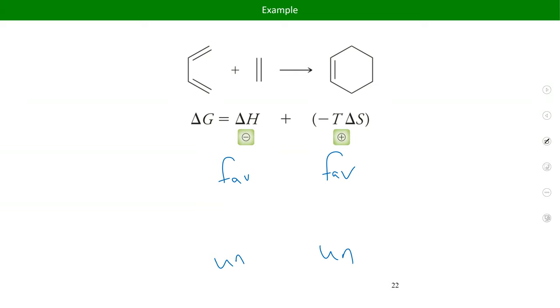Well, and unfavorable means a positive delta G no matter what temperature you're at, right? Because if they're both unfavorable, it doesn't matter what temperature you get to, you're always going to have a positive delta G. And if delta S is favorable, delta H is not, it's going to be spontaneous at high temperatures. If delta H is favorable, but delta S is not, then it's going to be spontaneous at low temperatures. Because this term being favorable or unfavorable is the one that's going to determine whether increasing the temperature makes it more spontaneous.